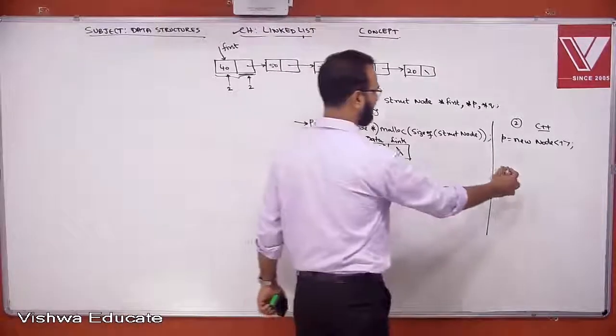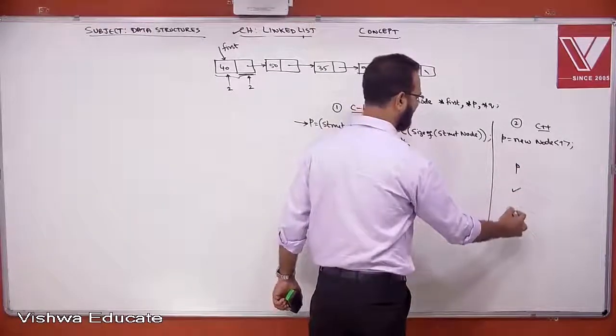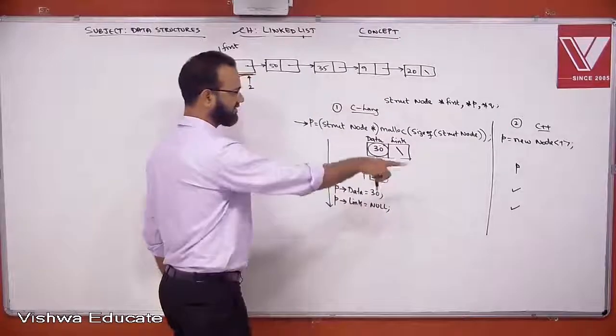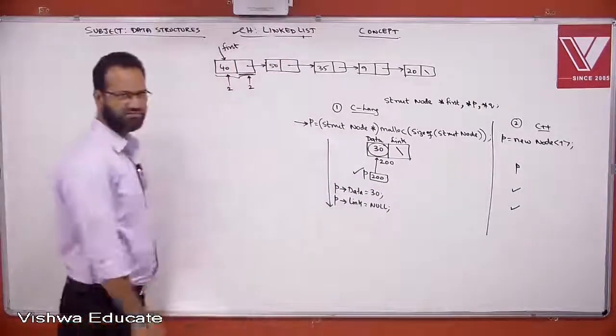Same way you can do it over here. Memory allocation is done. You can access it using P of data, you can access it using P of link. Nothing changes in that one. Same for C++ also.